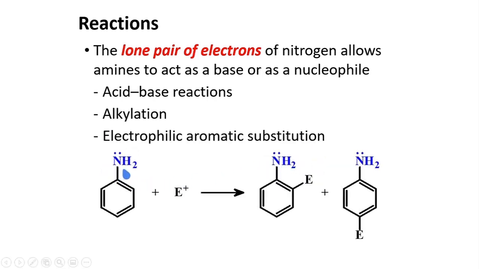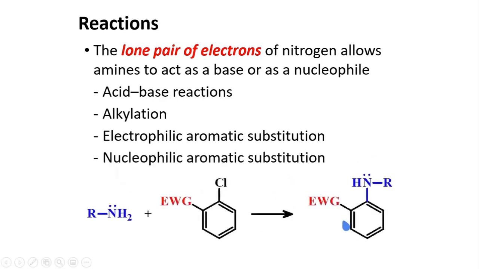The amino group in aniline is an ortho-para director and forms these two products in electrophilic aromatic substitution. In the case of nucleophilic aromatic substitution, the lone pairs again are responsible for interaction with the carbon bonded to the chlorine in this case to form a substitution product.